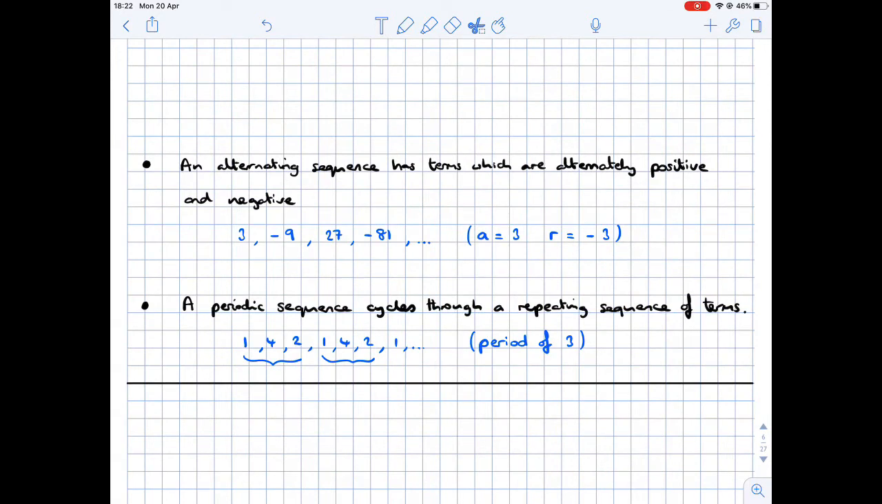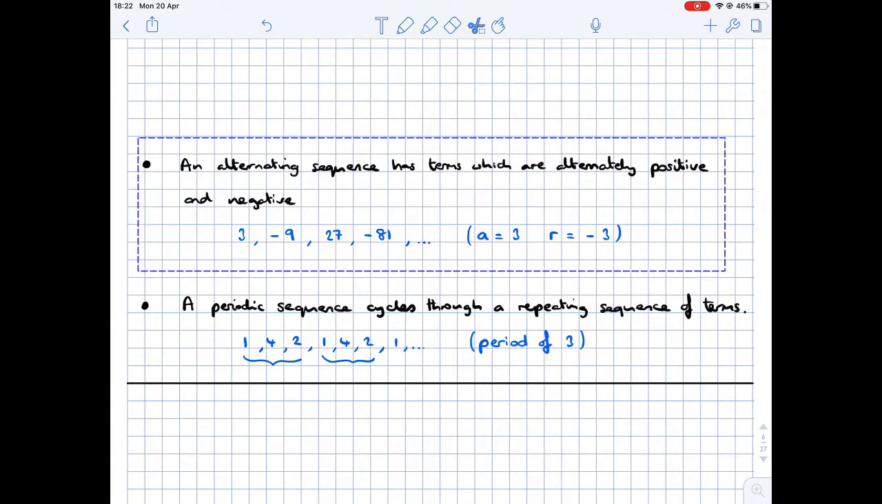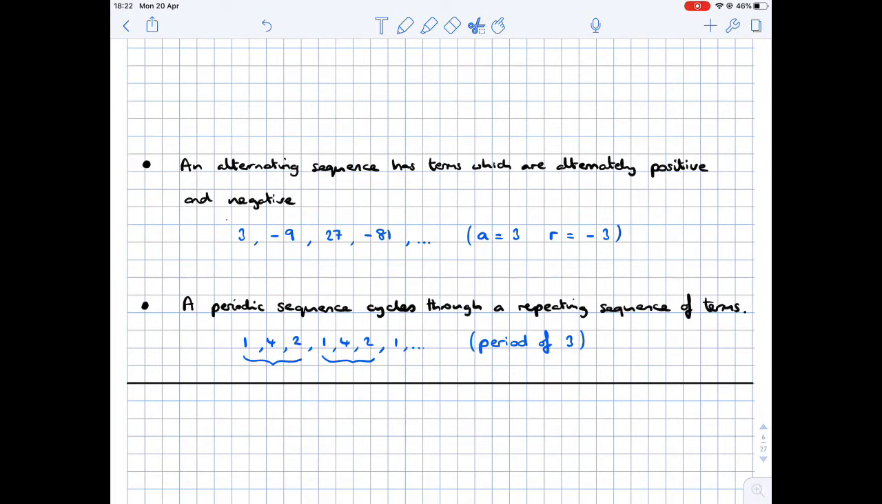Next, we have an alternating sequence. This has terms which are alternatively positive and negative. In this case, we can see that it goes from 3 to -9, then from -9 to 27, and this gives us a multiplying factor. We multiply by -3. It is the multiplying by the negative which changes the sign.